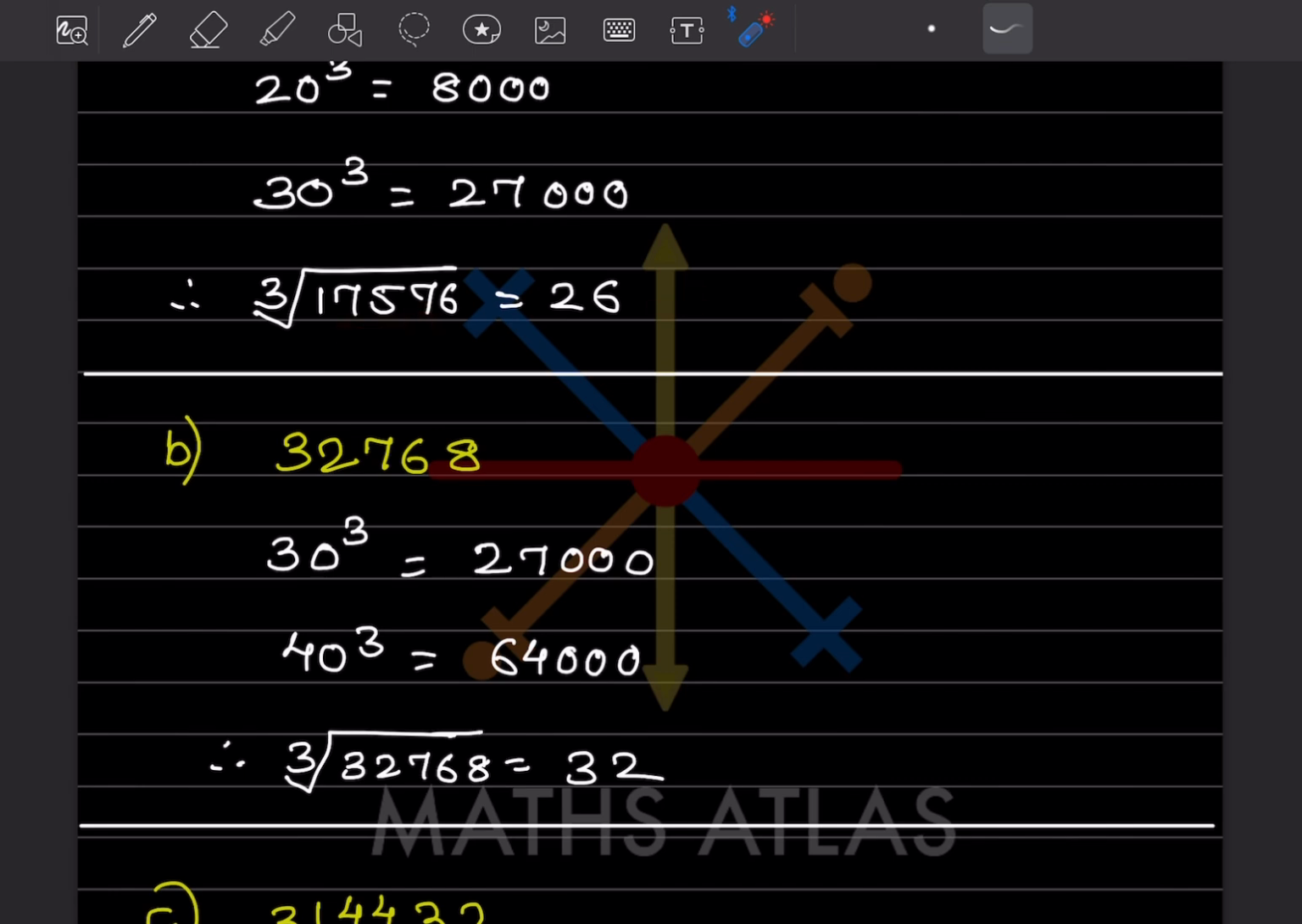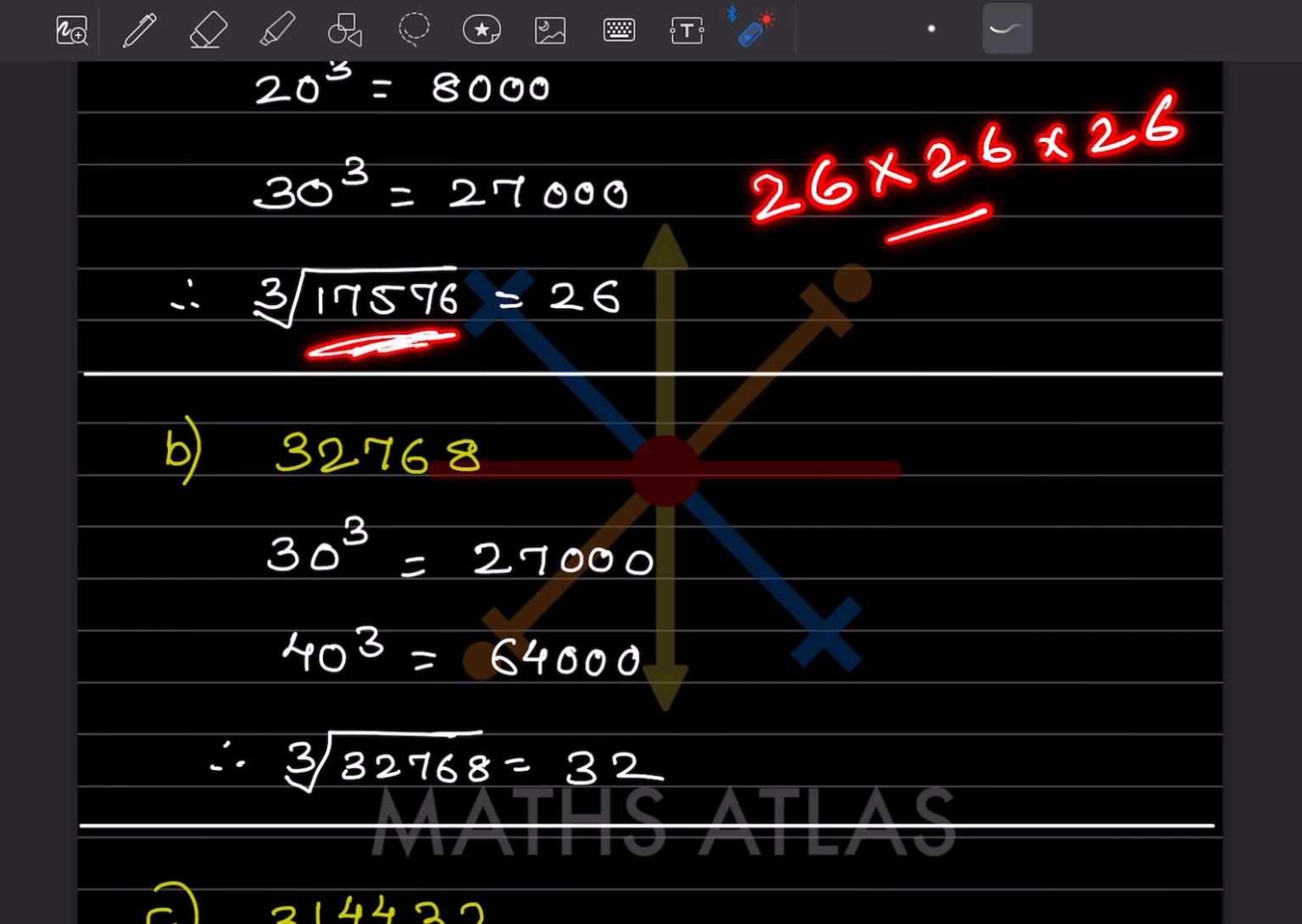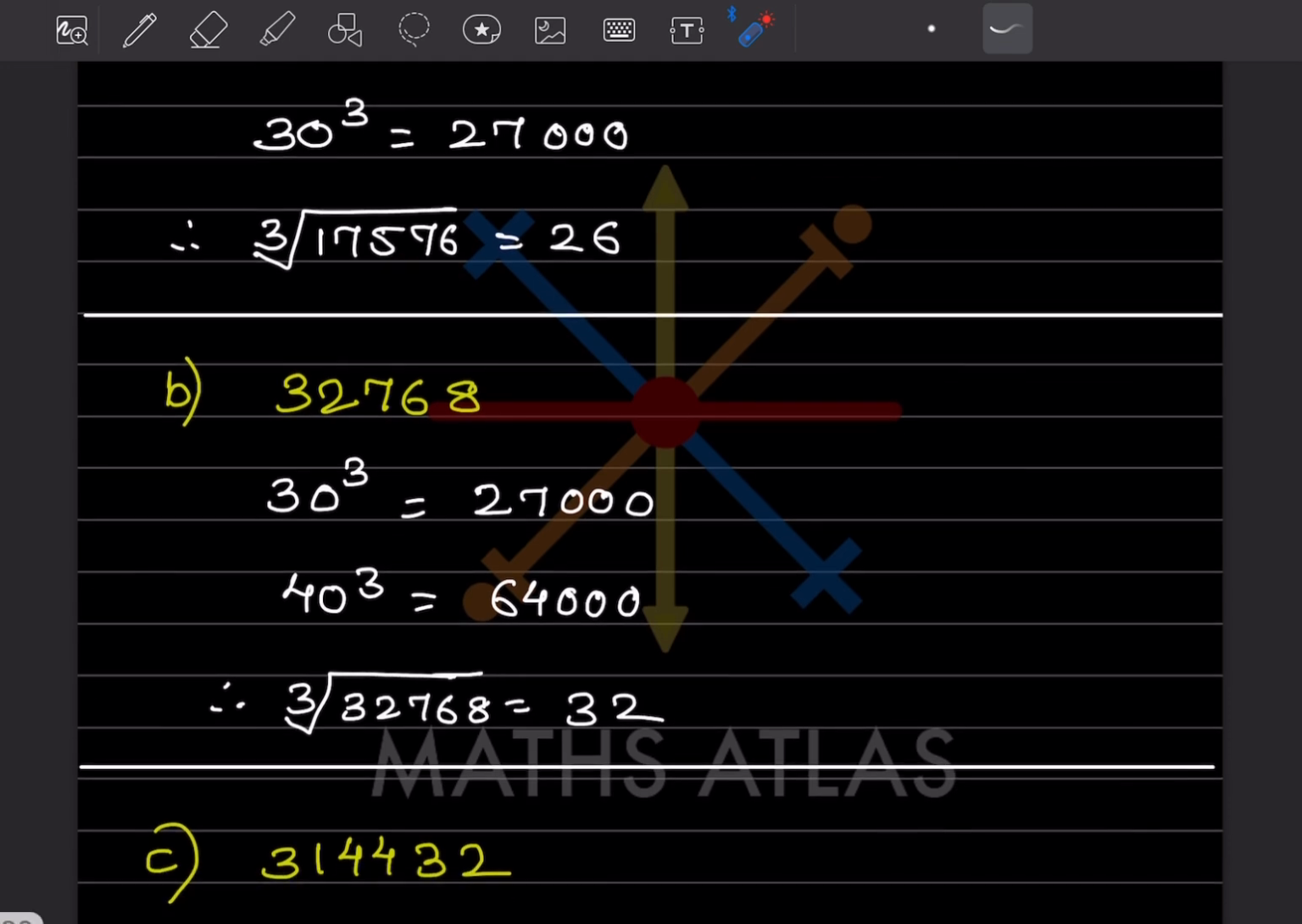And later on you can also check whether whatever you have done is right or not. 26 into 26 into 26, if you multiply 3 times, you get this one, 17576.